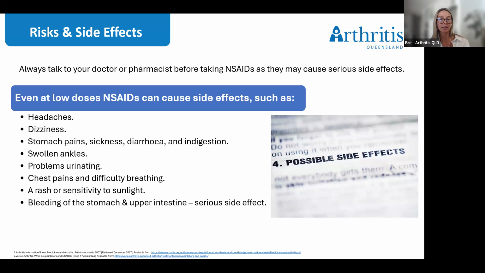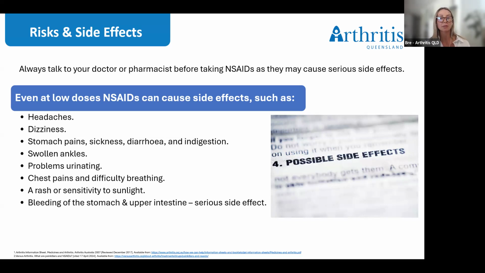Even at low doses, NSAIDs can have some side effects such as headaches and dizziness. Some people experience stomach pains, which could be sickness, diarrhea, indigestion or heartburn as well. It can cause swollen ankles. Some people have reported problems urinating. There could be chest pains and difficulty breathing, a rash or sensitivity to sunlight, and then bleeding of the stomach and upper intestine. This is a really serious side effect of NSAIDs.